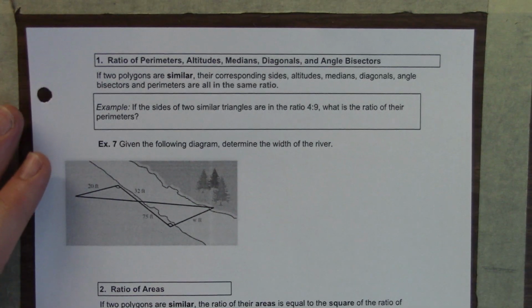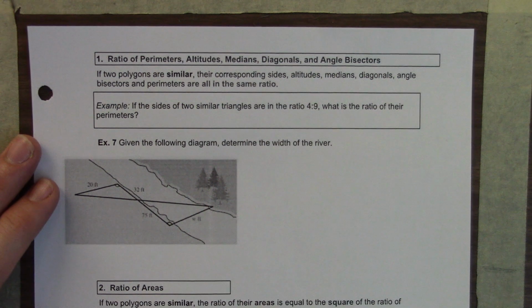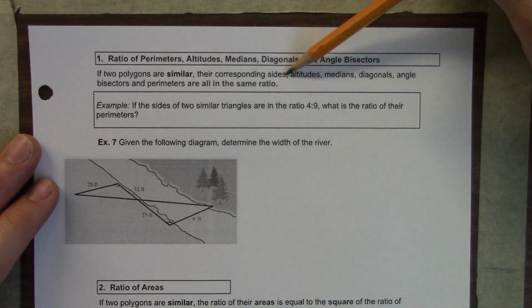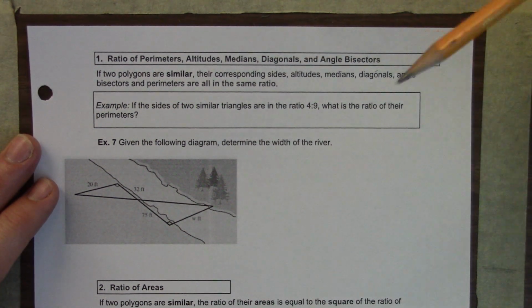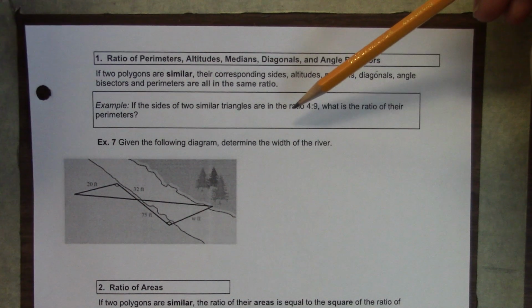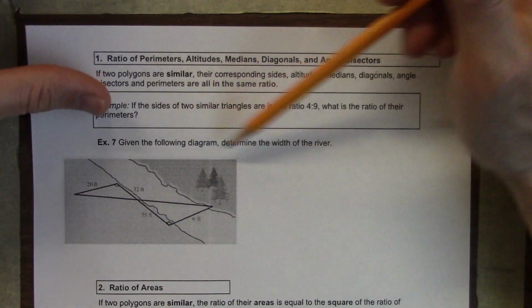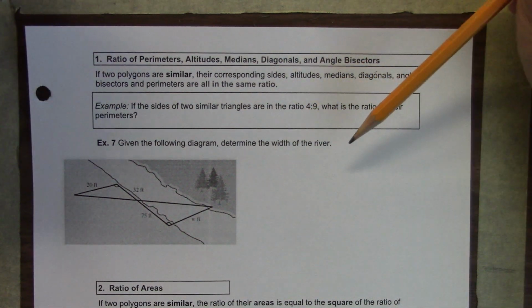Ratio of perimeters, altitudes, medians, diagonals, and angle bisectors. If two polygons are similar, their corresponding sides, altitudes, medians, diagonals, angle bisectors, and perimeters are all in the same ratio. So, example: if the sides of two similar triangles are in the ratio 4 to 9, what is the ratio of their perimeters? Given the following diagram, determine the width of the river.